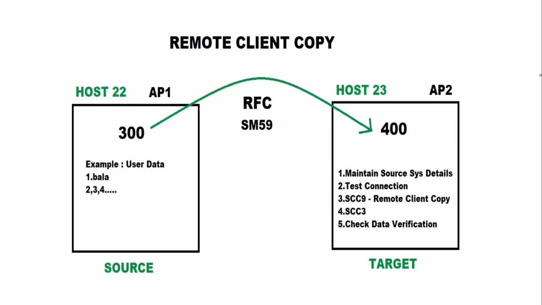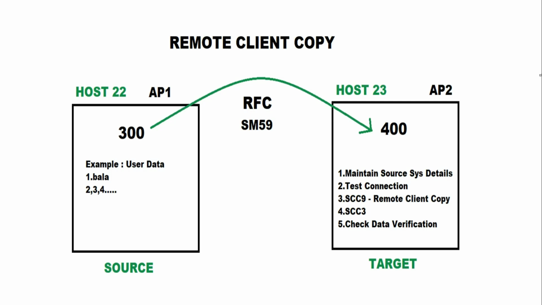It is generating some information, and next month also it is doing the same, generating some data. Every month it is generating some data, no? So if you want, you can copy it into this 400 client. If you have the SM59 RFC connection, only then can you do this remote client copy n number of times. So what is available in the 300 client will be available in this 400 client.